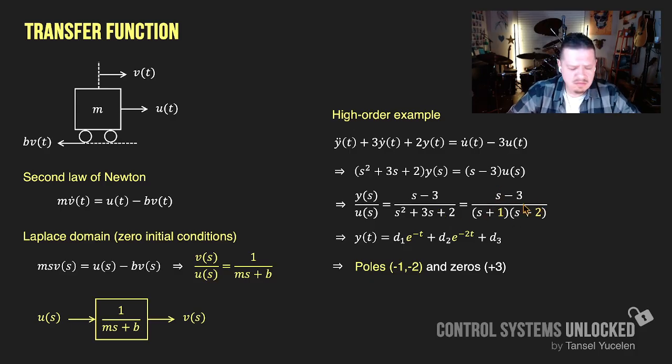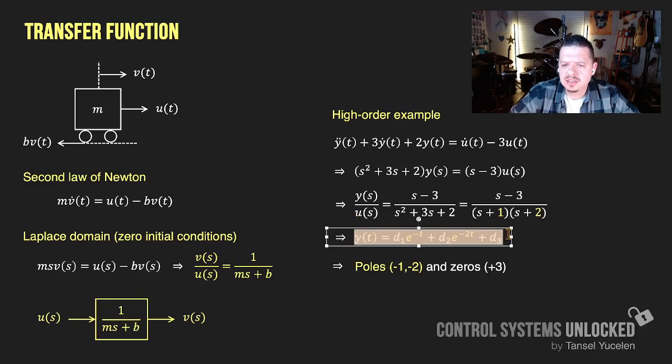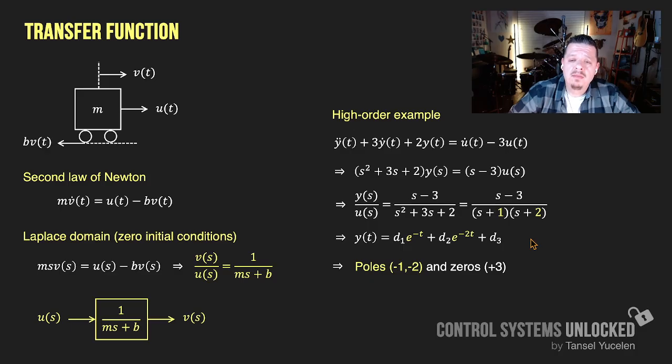Now I said you don't need to find the solution, but let's say you find the solution. For this system, for a given input, you are going to get more or less something like this. D1, D2, D3 are constants. These constants can depend on the applied, let's say, constant input, amplitude, and other factors, but two things remain unchanged. I want you to pay attention to this 1 and 2, and in the solution, this exponential minus 1t and minus 2t. So these roots of the denominator will pop up in the exponential terms.